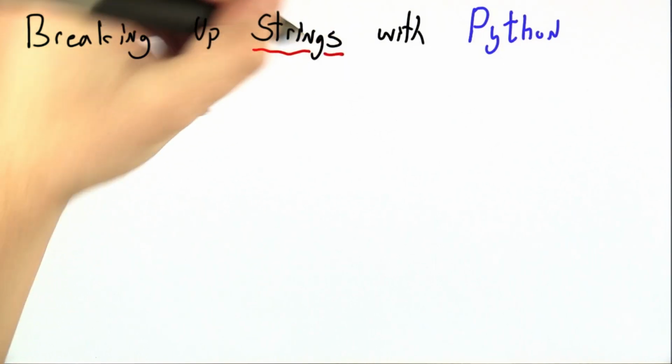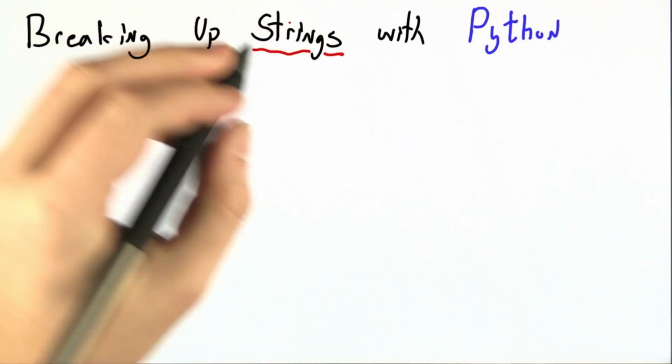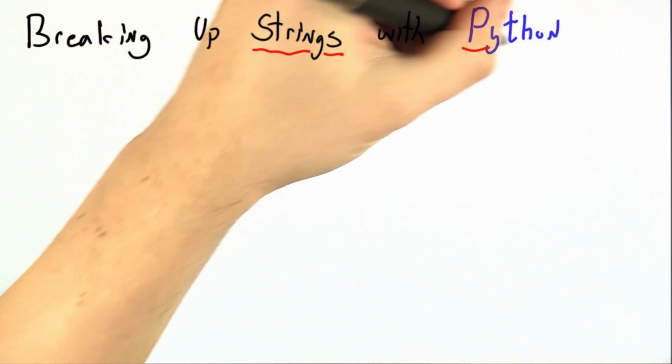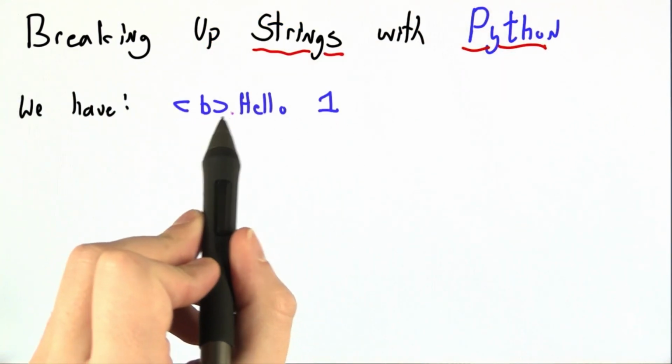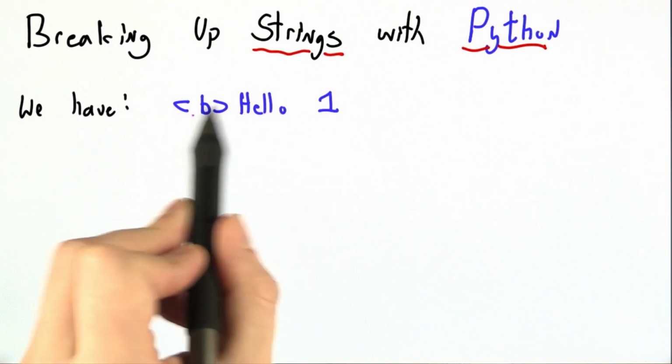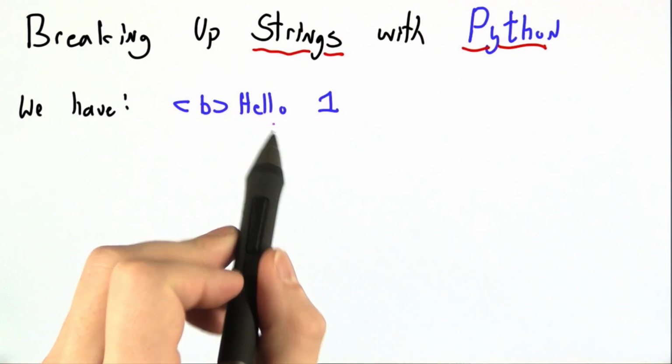We want to break up strings like the source to a web page into important words, and we're going to use Python to do it. So we're given as input part of a web page like this, hello one with some syntax over here on the left that we'll get to in a bit.